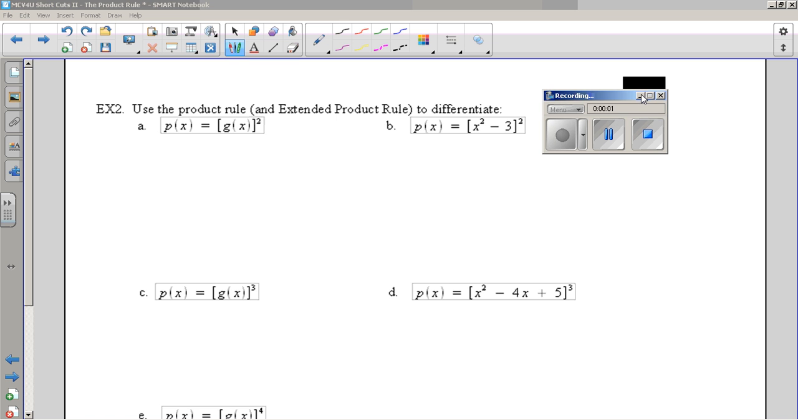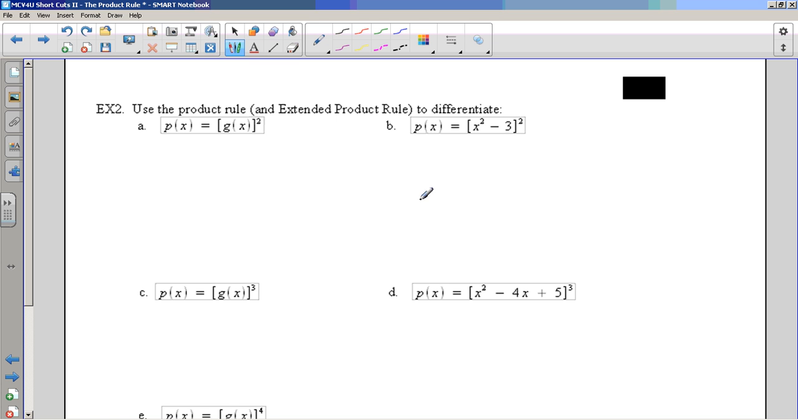All right, welcome back for part two of the product rule lesson. This one, use the product rule to differentiate this thing. So how are we going to write this? This is g at x to the exponent 2. Well, why don't we do what we just did there?